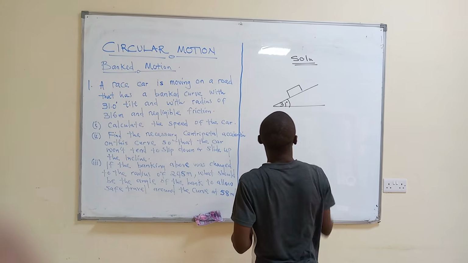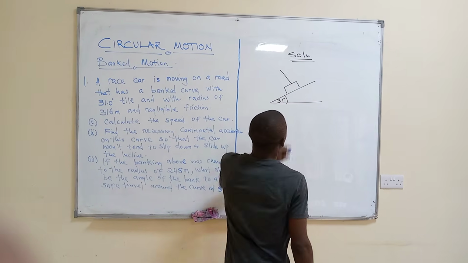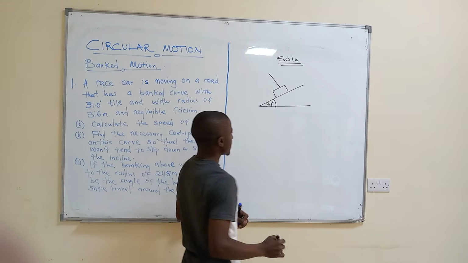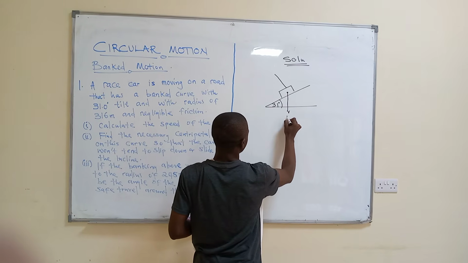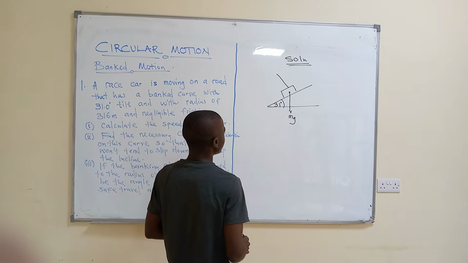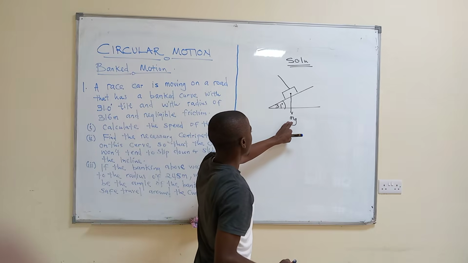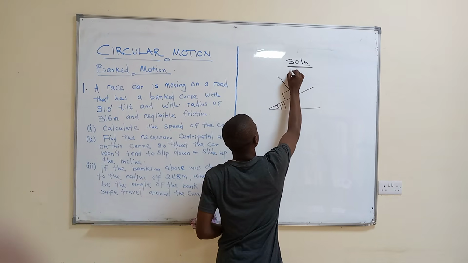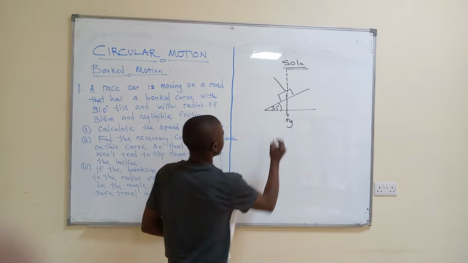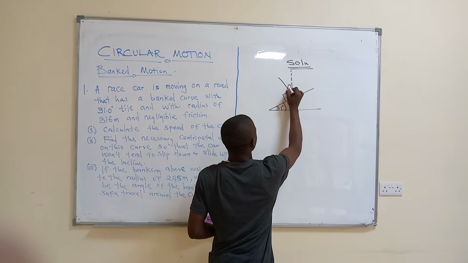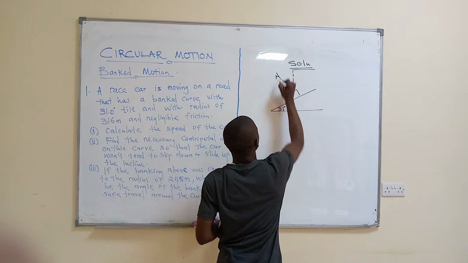So from here I'm going to resolve. We have the normal force here. This racing car was exerting the weight force downward, which is mg. Apart from that, I'm going to extend this vertical normal force. So after extending, I'm having the angle here to be theta. And then this force here is what we call the normal force.